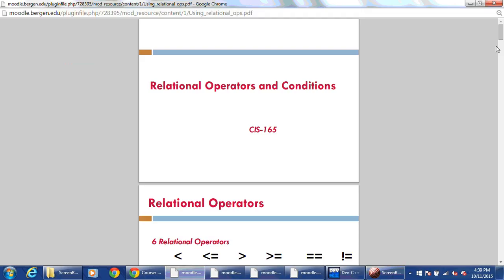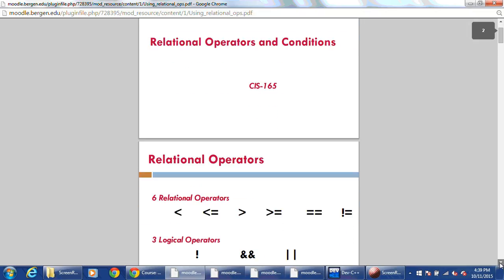Today I'm going to go over relational operators and logical operators, and I'm also going to cover a little bit about conditions using branching statements with if and if else, so that you learn a little bit about conditional programming statements.